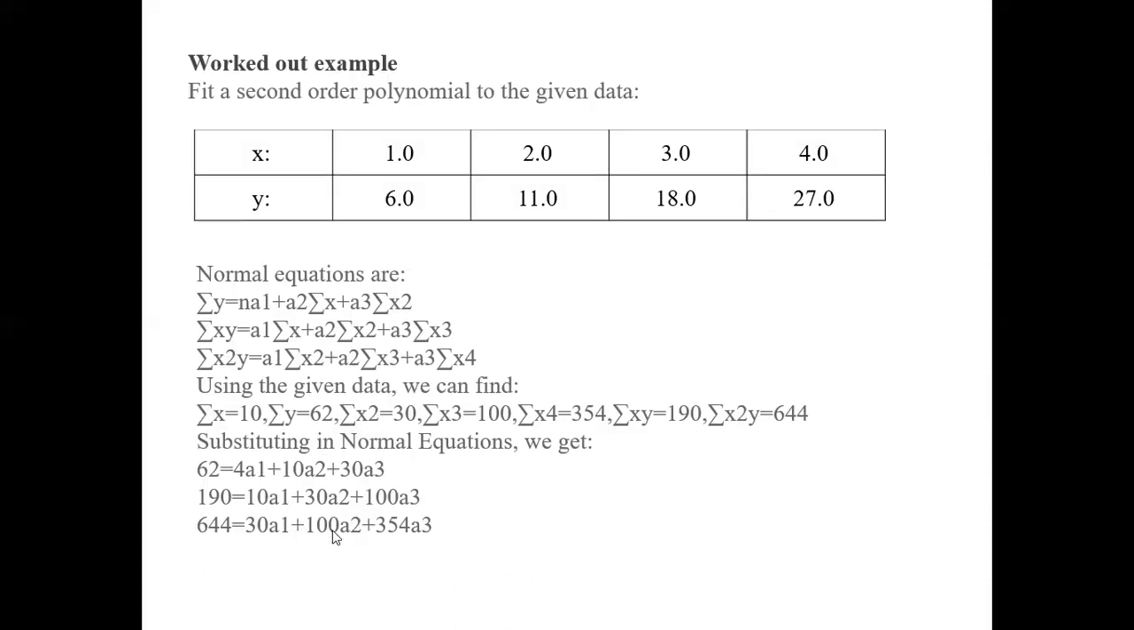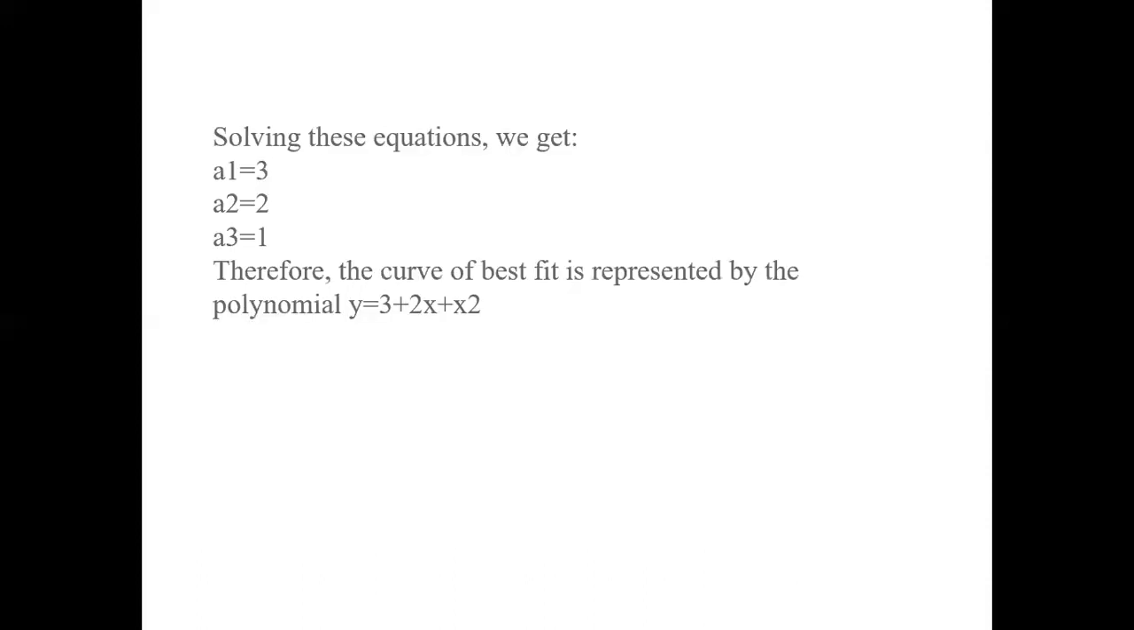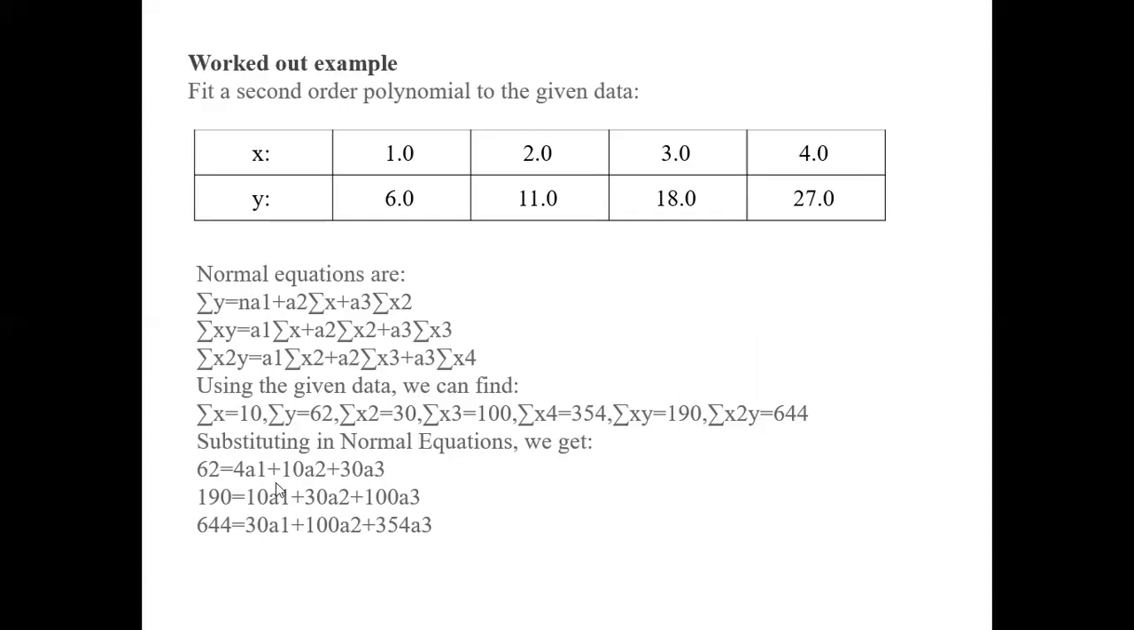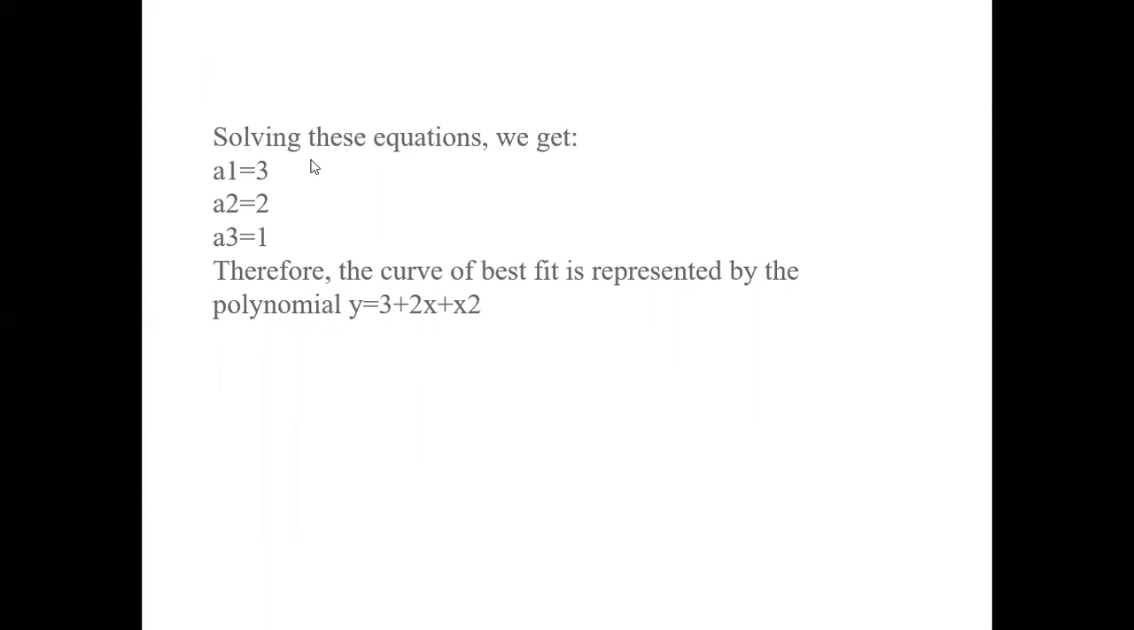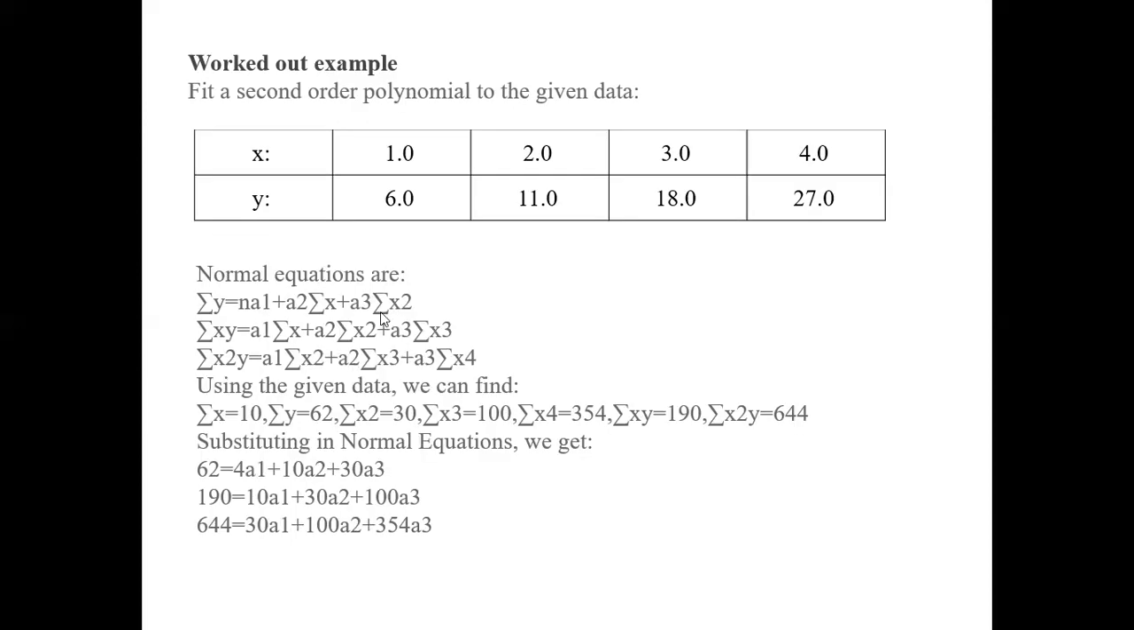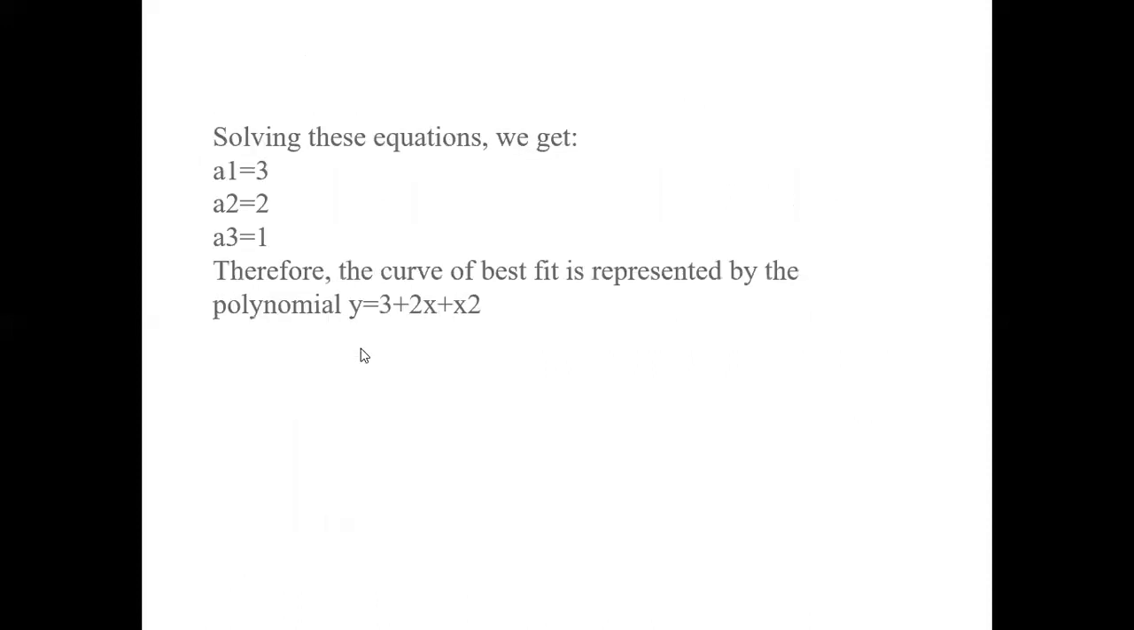By solving these three equations using linear simultaneous equations, we find the value of a1 is 3, a2 is 2 and a3 is 1. Then by putting these values of a1, a2, a3 in the equation y is equal to a1 plus a2x plus a3x square, we get 3 plus 2x plus x square. This is the final equation of second order curve fitting.